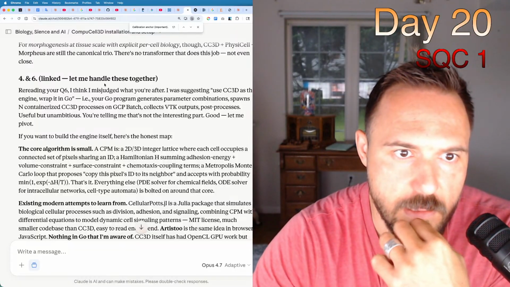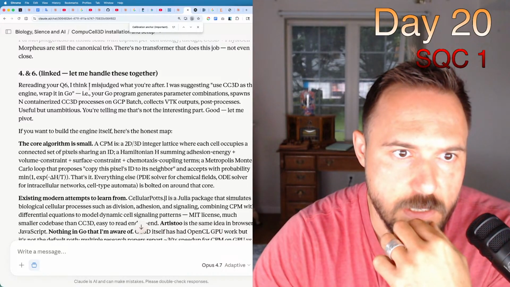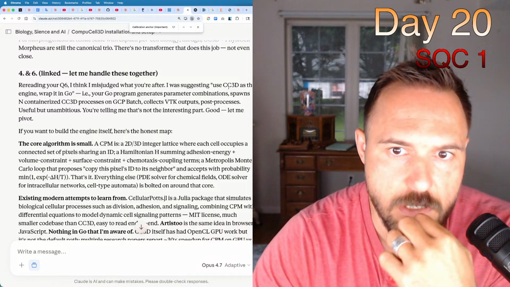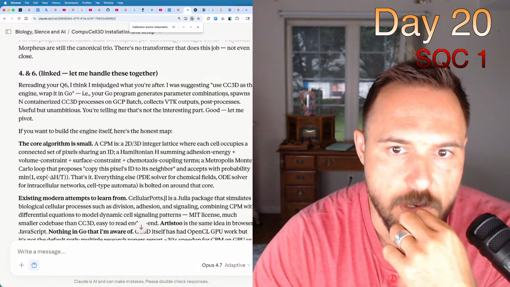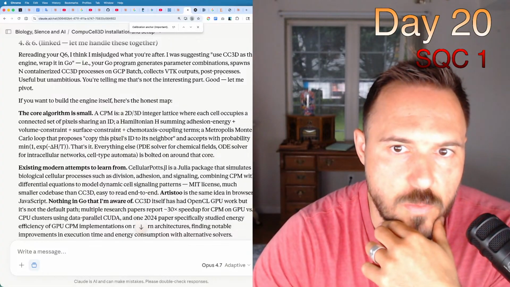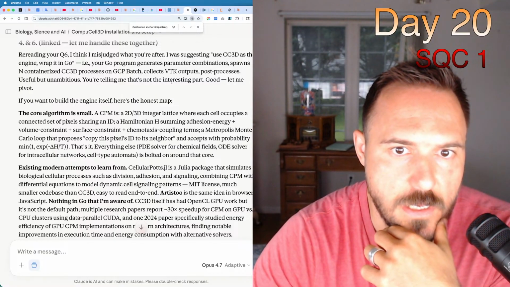Let me handle this together. Regarding your question 6, I think I misjudged what you are after. I was suggesting using it as the engine, wrapped in Go. Your Go program generates parameter combinations, spawns runs, and post-processes. Useful but unambitious. You are telling me that's not the interesting part.